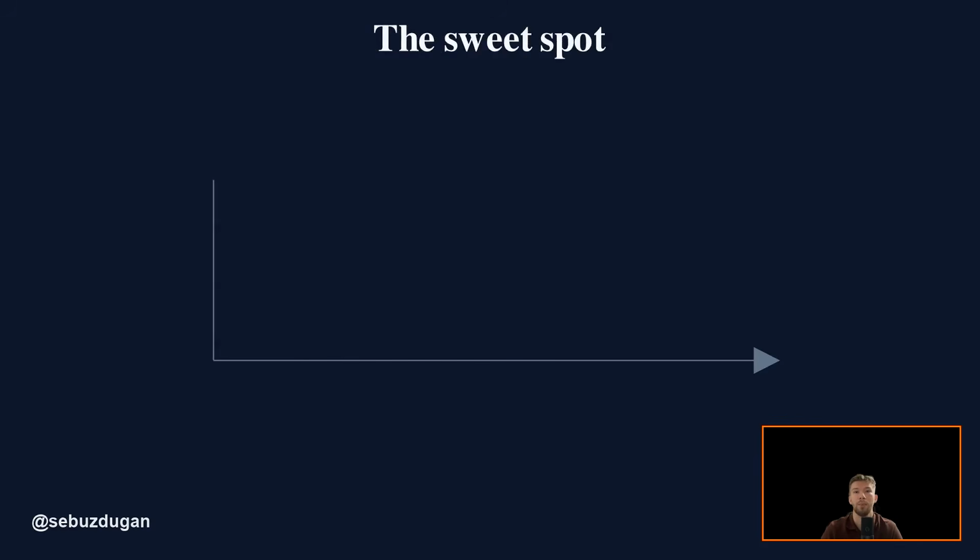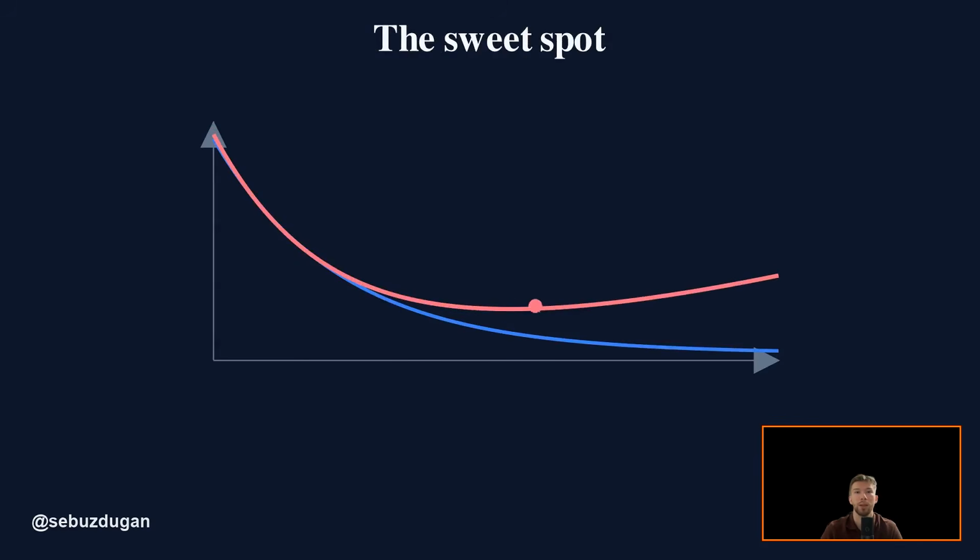Fourth, stop early. Look back at our gap chart. There is a sweet spot where test error is lowest. That is the best model. Stop training right there before the test error climbs.